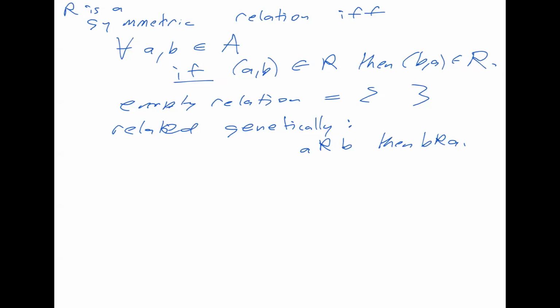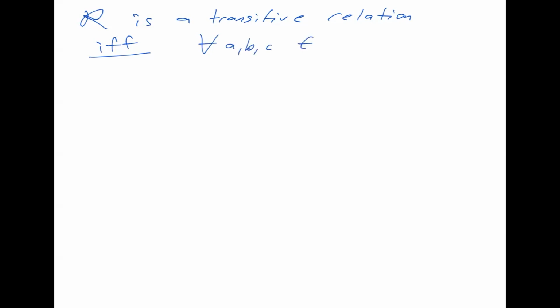This involves 3 points at once. So this is called transitive. R is a transitive relation, I shouldn't say relationship, I should say relation. R is a transitive relation if and only if, which by the way, the double F means if and only if, for all 3 points A, B, and C that are elements of the set A.